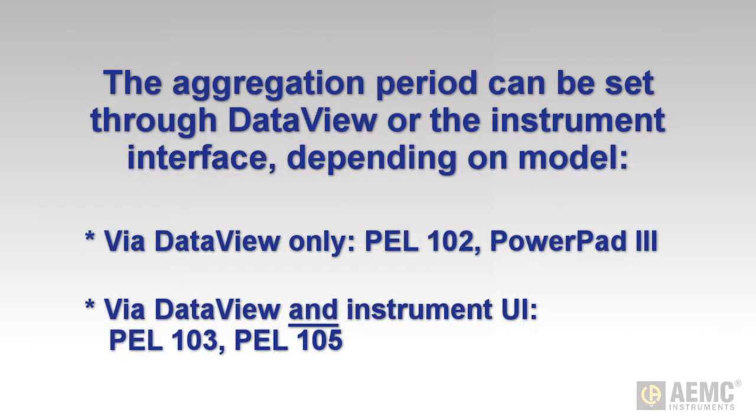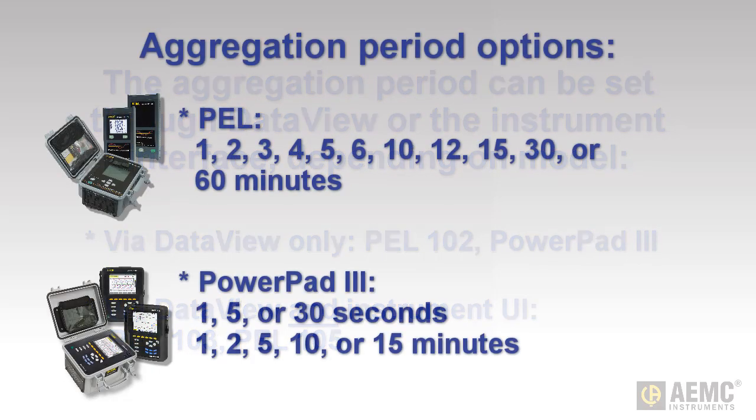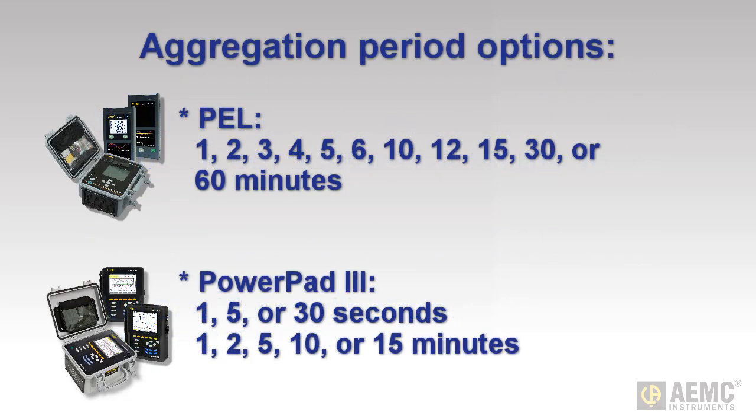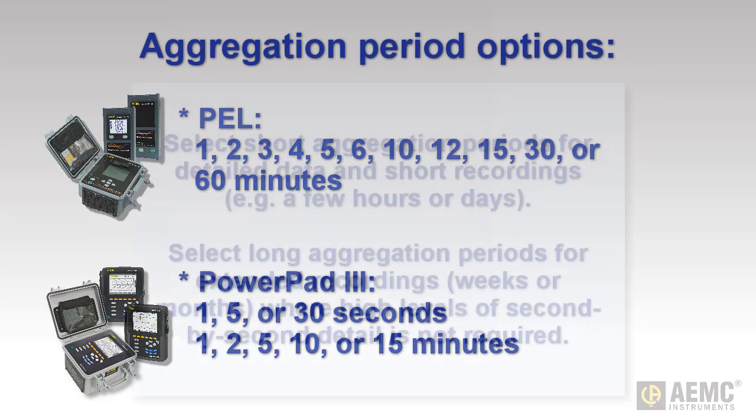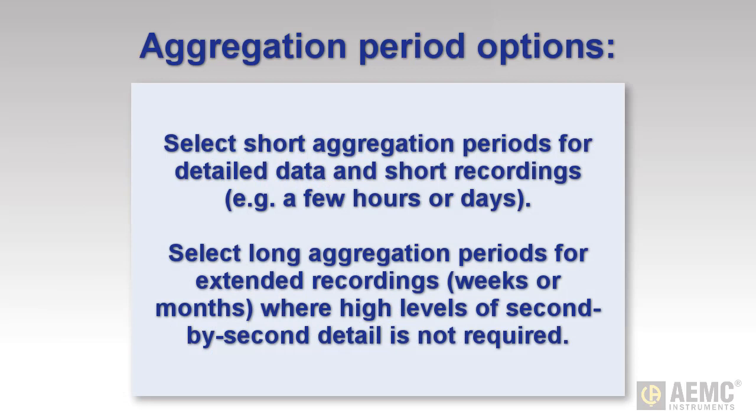The interval over which aggregation is performed can be selected by the user. Some AEMC models allow you to do this through the instrument interface, while others require configuration via AEMC's DataView software. Depending on instrument model, aggregation can be as short as 1 second or as long as 1 hour. Shorter periods are recommended for short recordings containing minute-by-minute detailed measurements, while longer periods are ideal for monitoring long-term trends for several weeks or months.